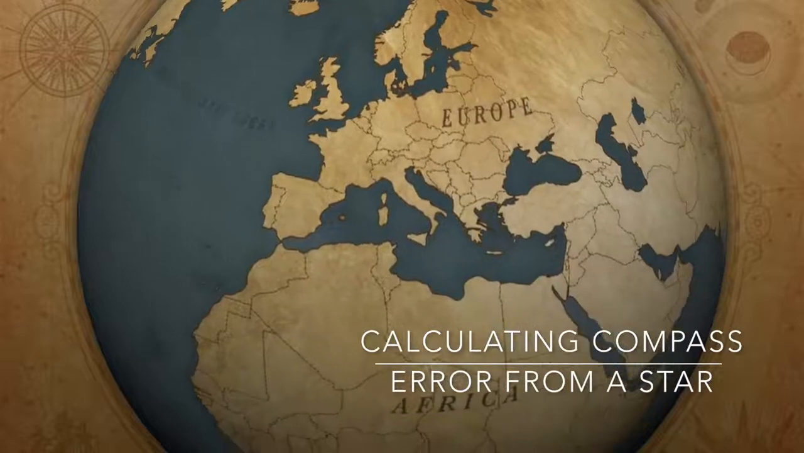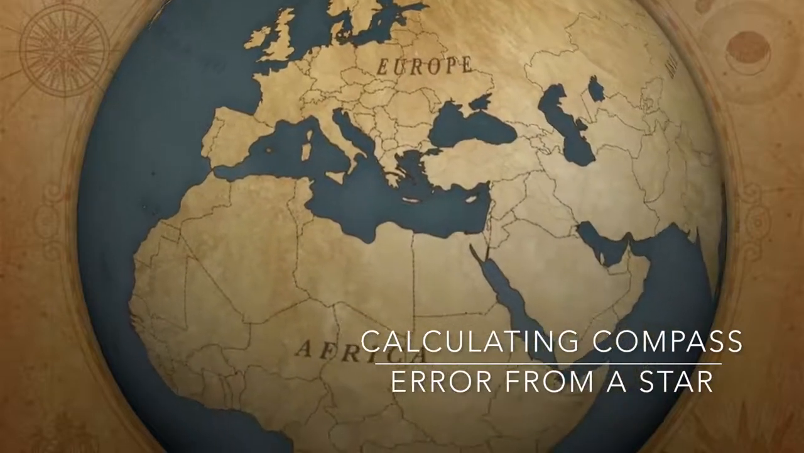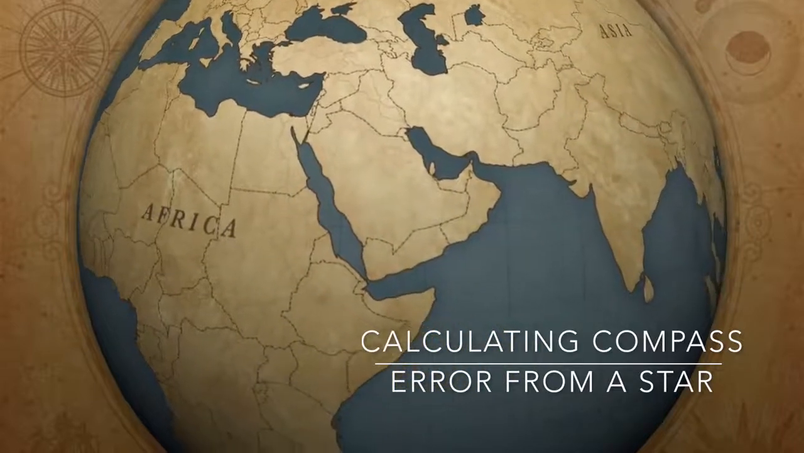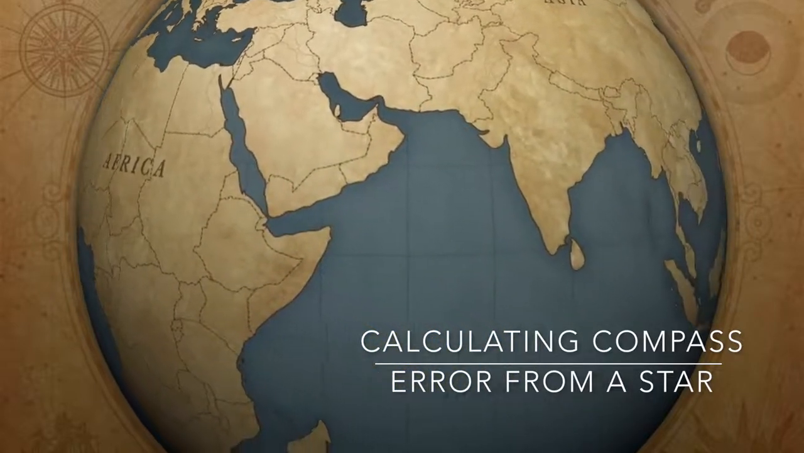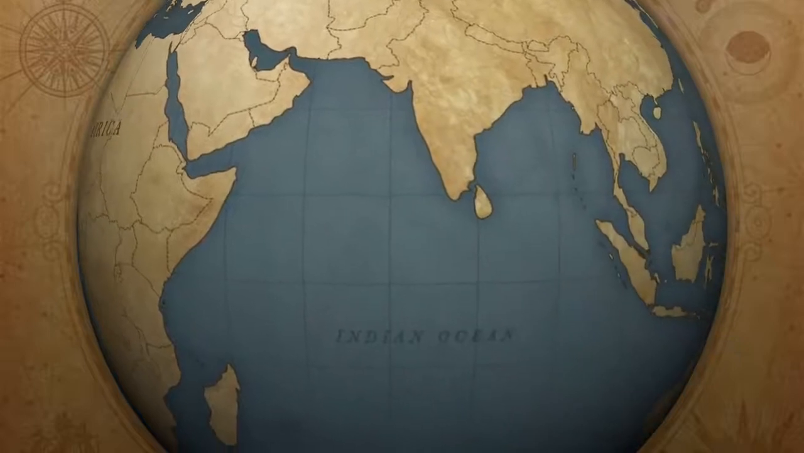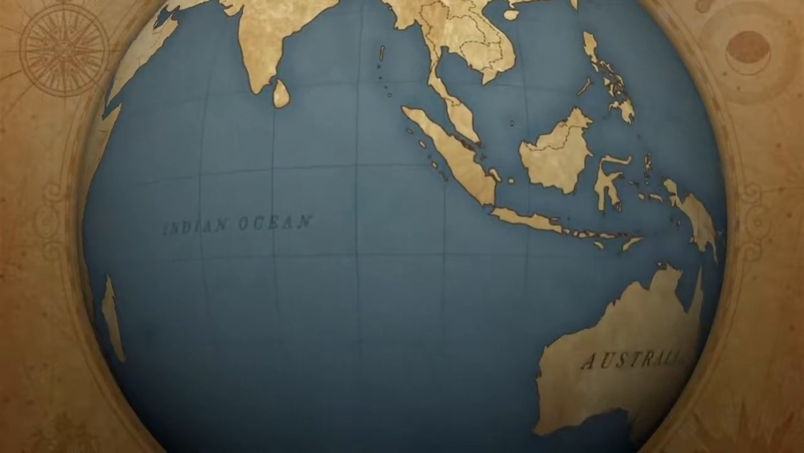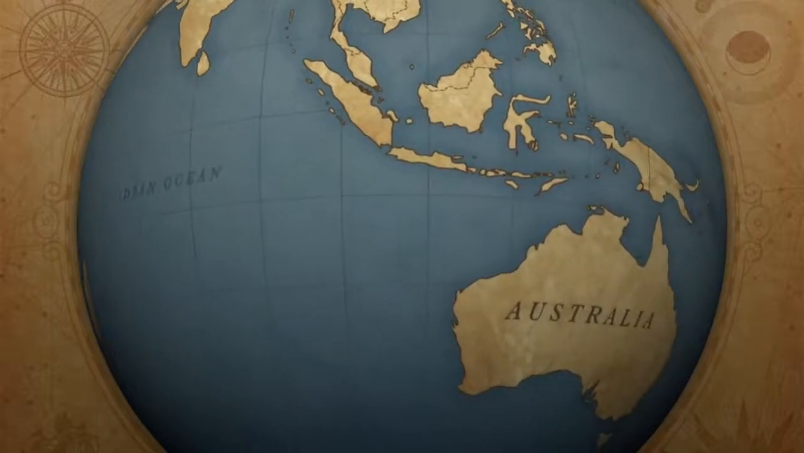Welcome back. In this short video I'm going to go through how to calculate a gyro or magnetic compass error using a star. If you haven't already done so, please watch my earlier video calculating the gyro or magnetic compass error using the sun, as I have explained some of the steps in more detail there.